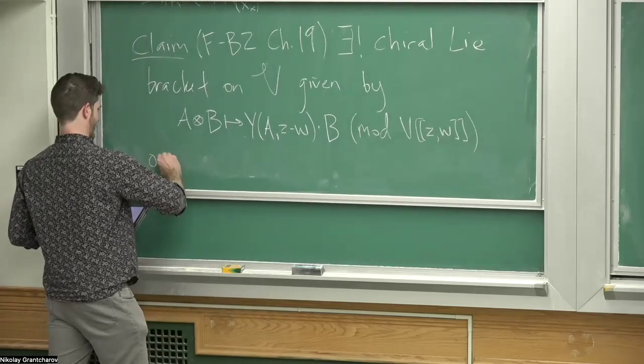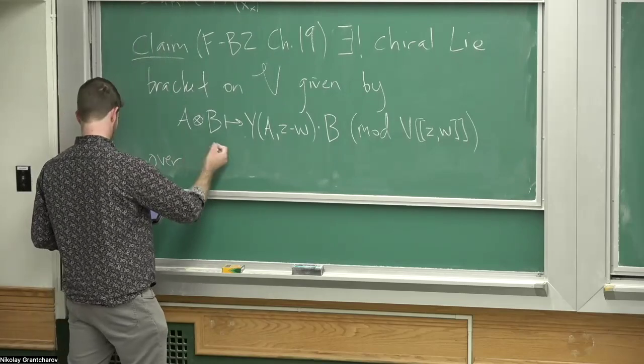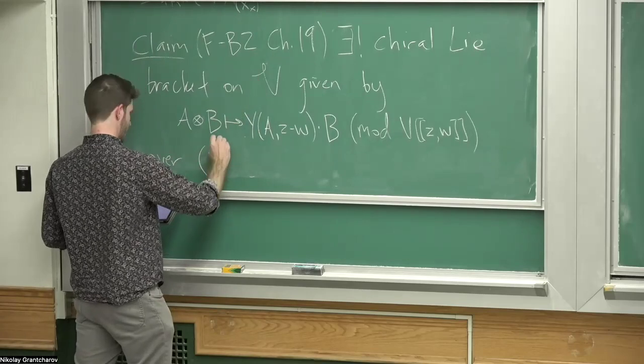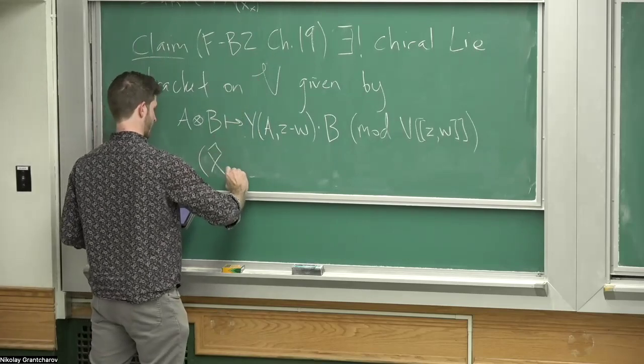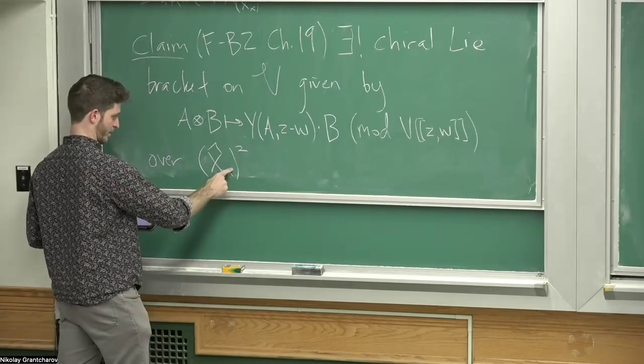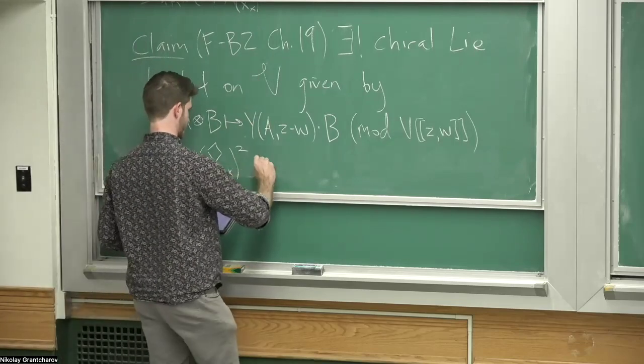And again, this bracket is determined, right? This chiral bracket is certainly determined by the fact that it's given by this formula over all these formal completions.